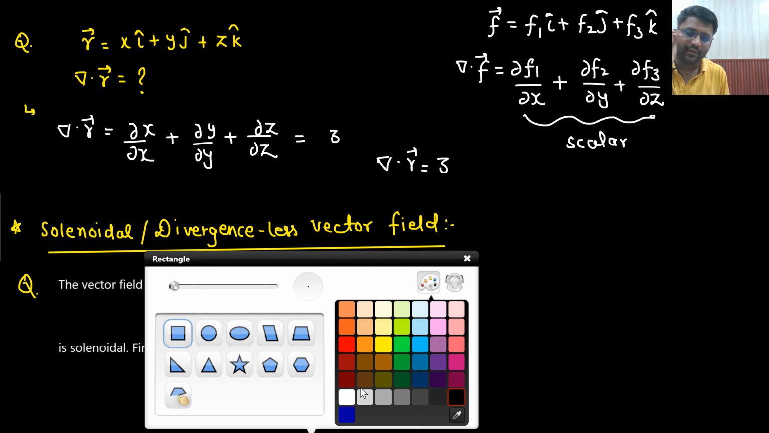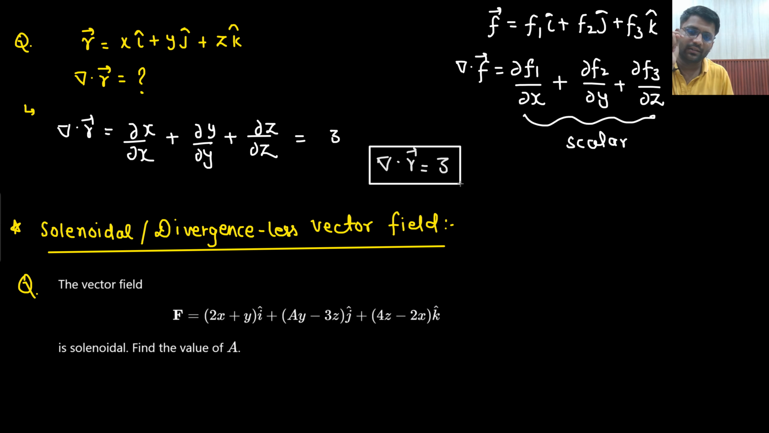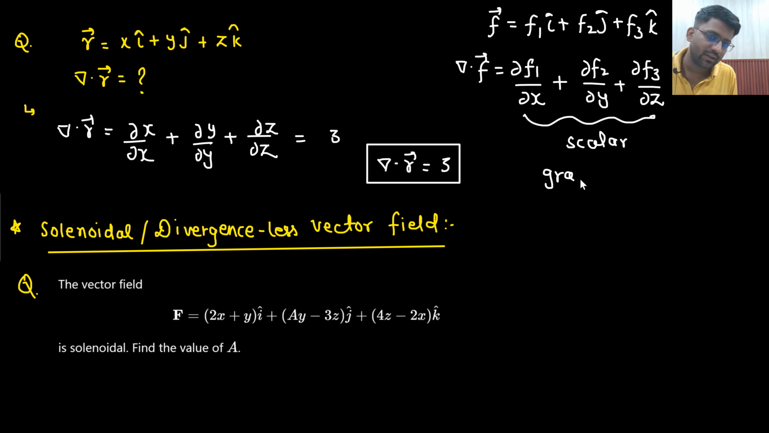All you need to remember is that del dot R is nothing but 3 only. The answer of del dot R vector is coming out to be 3. Do you remember the gradient of R?